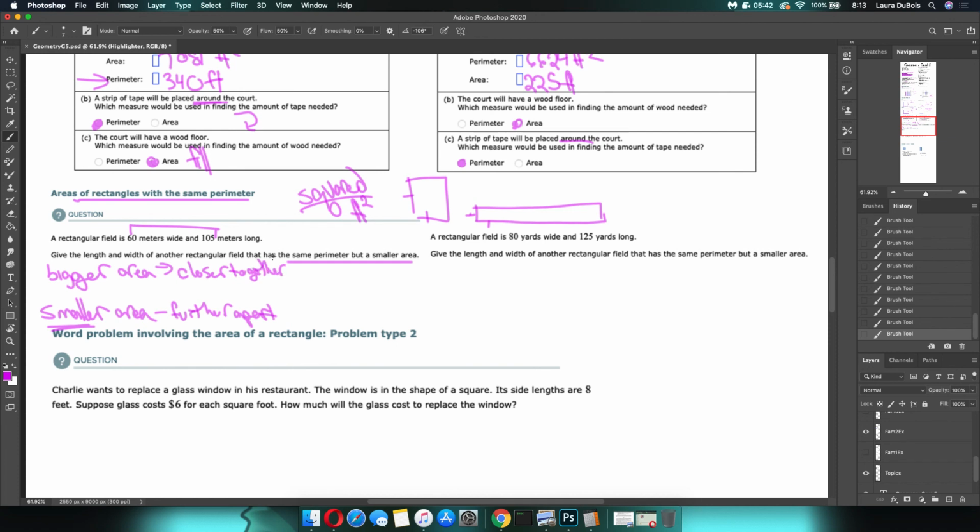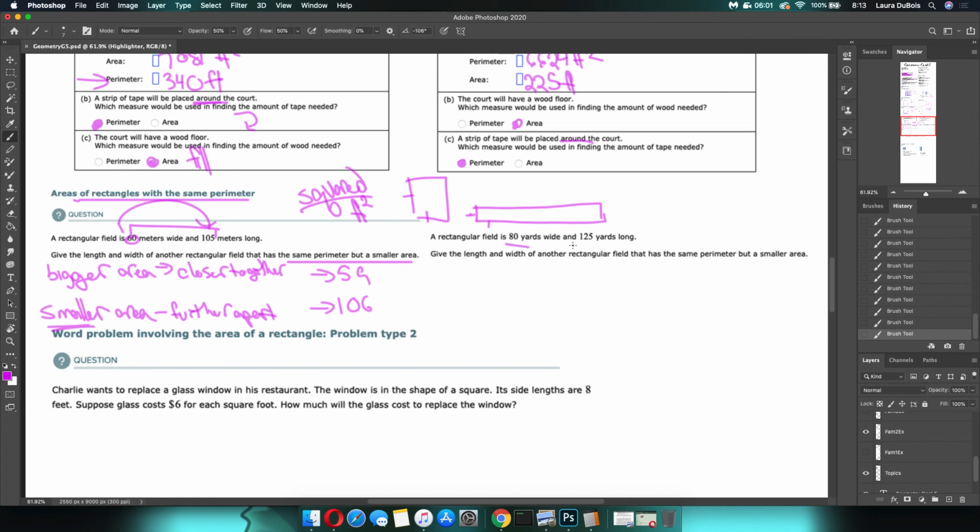That's the hack. And if you want a bigger area, they need to be closer together. So since I want a smaller area and Ms. Dubois is lazy, I want to have these just a little bit further apart. So I'm going to change it to 59 because I'm going to pull 1 out here and add it in here to 106. So they're a little bit further apart, which means the area is going to be a little bit smaller.